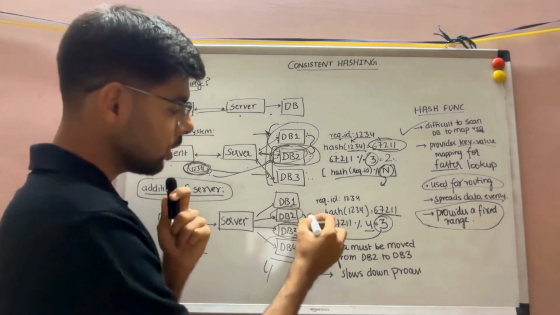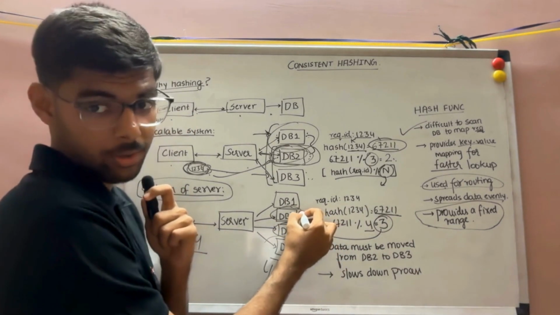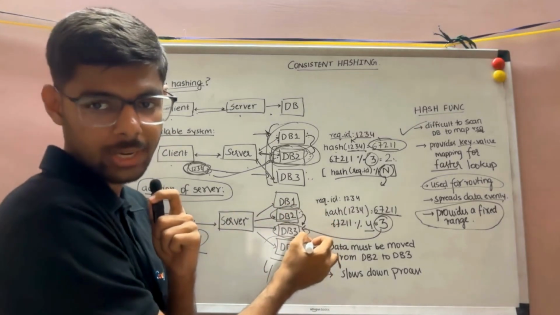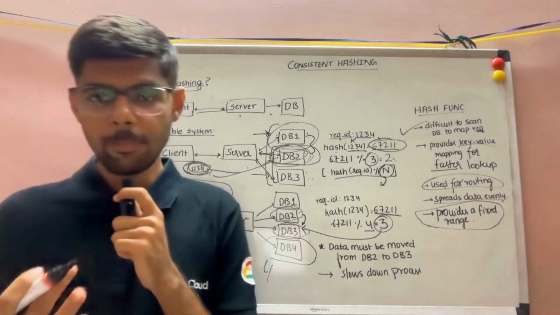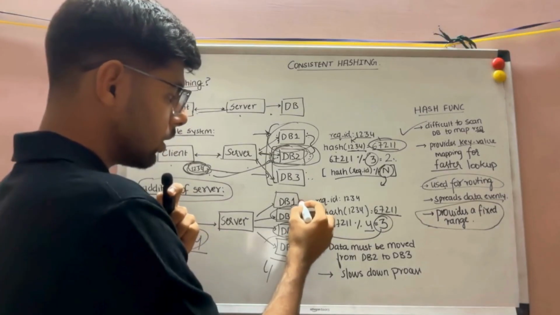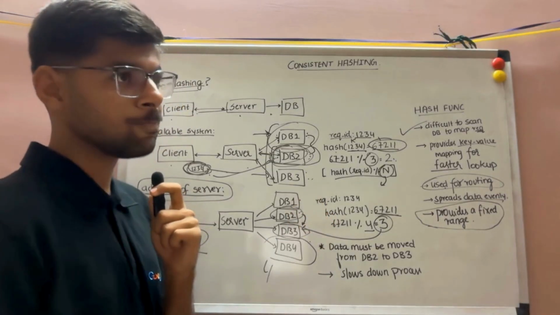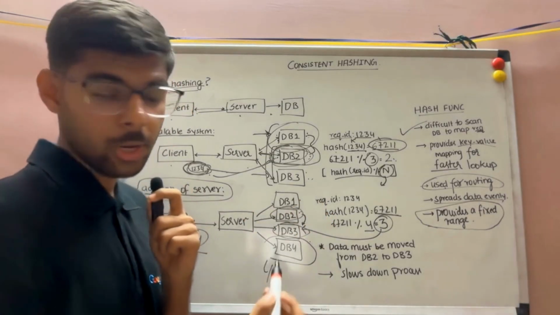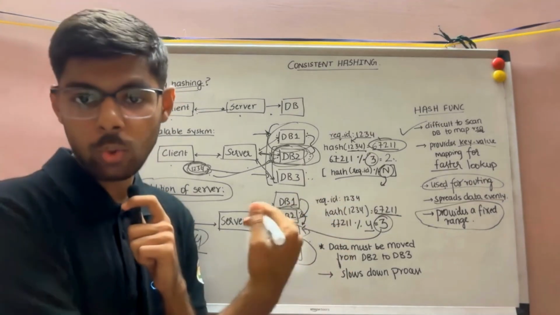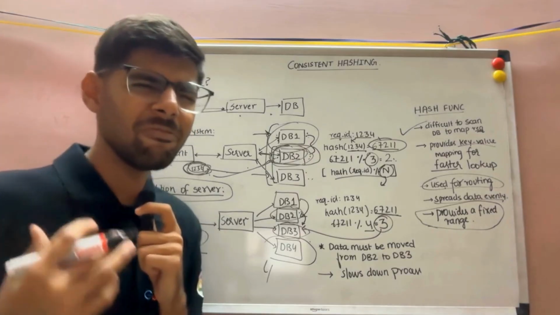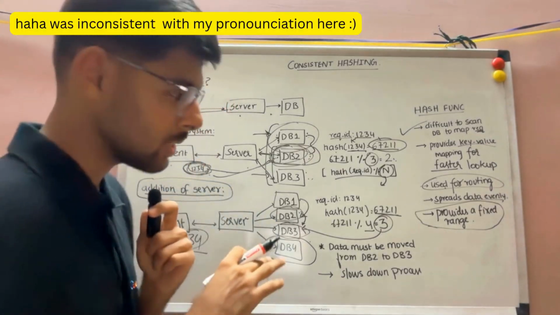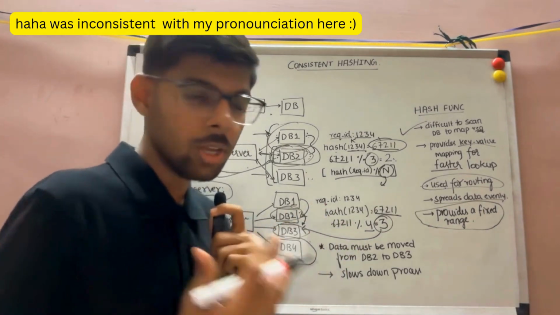So this means that we should be moving the data of this request ID from database 2 to database 3. Now this may sound simpler, but what is happening is this is a very slow process, because we are constantly moving data from one DB to another DB, and there are very high chances of inconsistencies and failures.